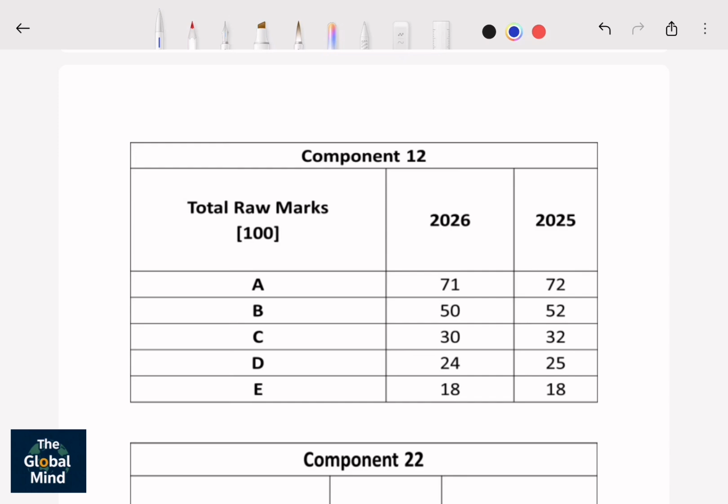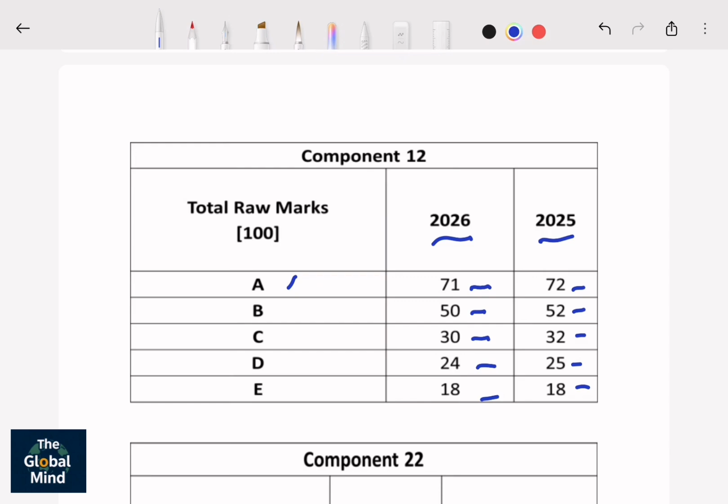I have made this table to compare 2026 and 2025 thresholds. So for A grade in 2026 the threshold was 71, but in 2025 it was 72. For B 50 this year, 52 previous year. For C like this. And so you can see.